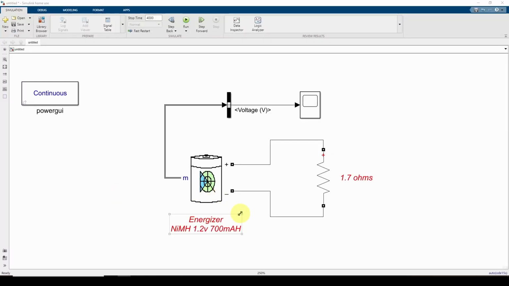So I put together a quick SimScape model using their generic battery model of the circuit we looked at previously in our bench test, using our C# application to measure the voltage across the battery. And here I put in a 1.7 ohm resistor across the terminals of the battery. I just brought the voltage out to an oscilloscope so we can look at this over time. And I set the maximum time up to 4,000 seconds, which should match what we have in our bench test. And again, it's an Energizer nickel metal hydride, 1.2 volts, 700 milliampere hours.